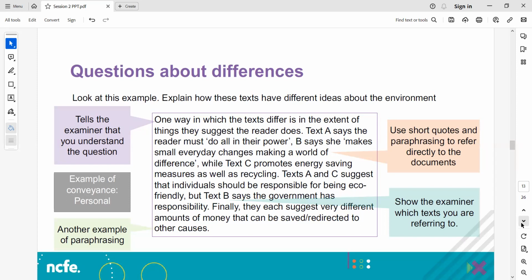Okay, so starting your answer off with a good sentence starter to show you understand the question. Use a mixture of short quotes and paraphrasing to refer directly to the documents. Name the document you're referring to, and you can also paraphrase the ideas to summarise at the end of your answer. So they're all things that will be expected to achieve the marks.